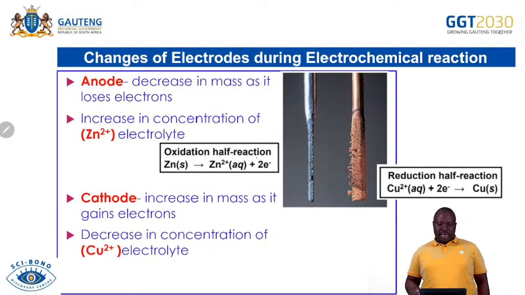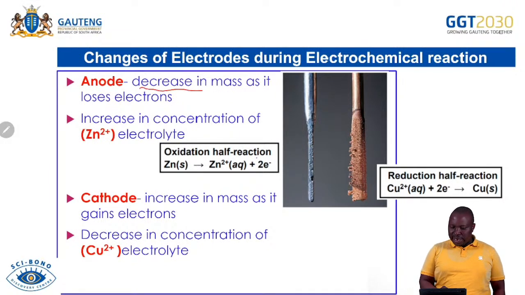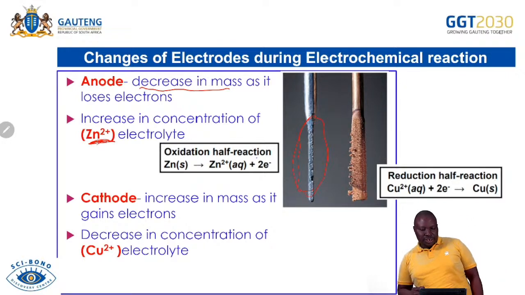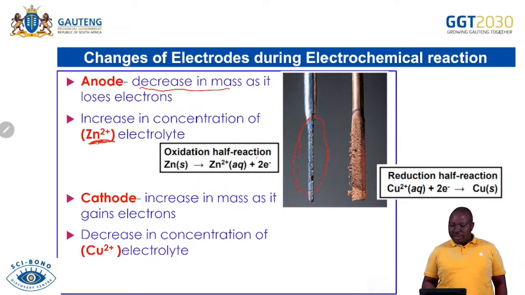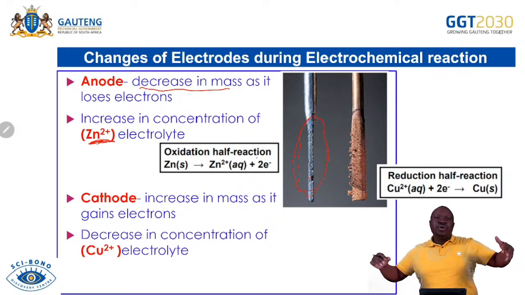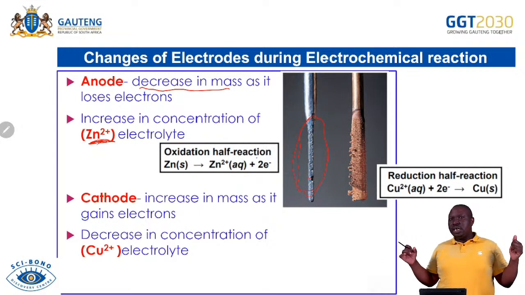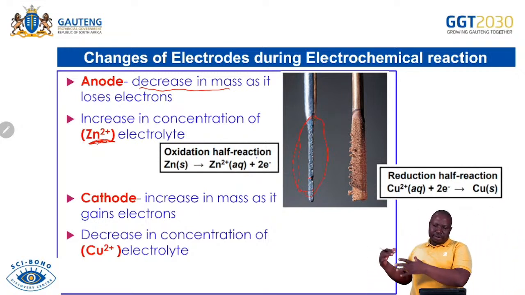As I indicated, in the anode, we said there will be a decrease in mass. So we see in this one, there is a decrease in mass there. In the cathode, we said there will be an increase in mass. You can see the copper is increasing in mass. However, I indicated that when they decrease in mass, the zinc 2 plus, the electrolyte, will increase. So there will be an increase in concentration of the electrolyte. And the one that is increasing in mass, the concentration must decrease. So it's not that you decrease or increase in everything. No. If there is a decrease in mass, the concentration will increase. If there is a decrease in the concentration, the mass will increase.